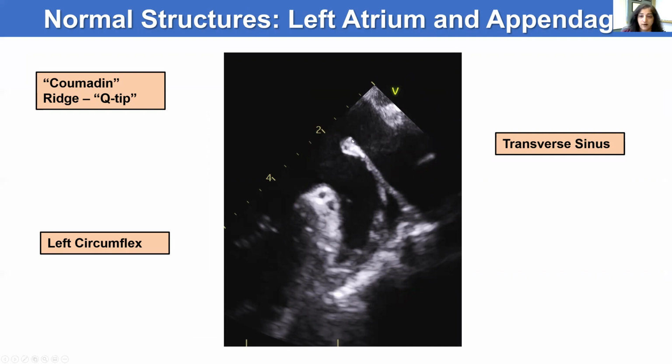It can cause a significant amount of reverberation, shadowing, or artifact. Sometimes contrast is needed to resolve whether there really is a thrombus in the left atrial appendage. This is a very normal structure and does sometimes appear on echo boards.